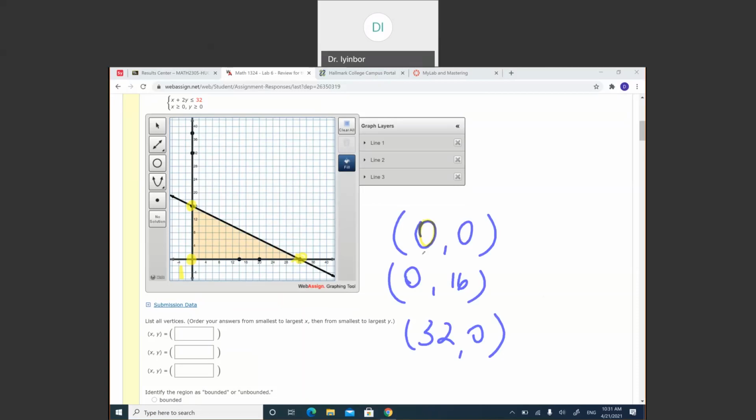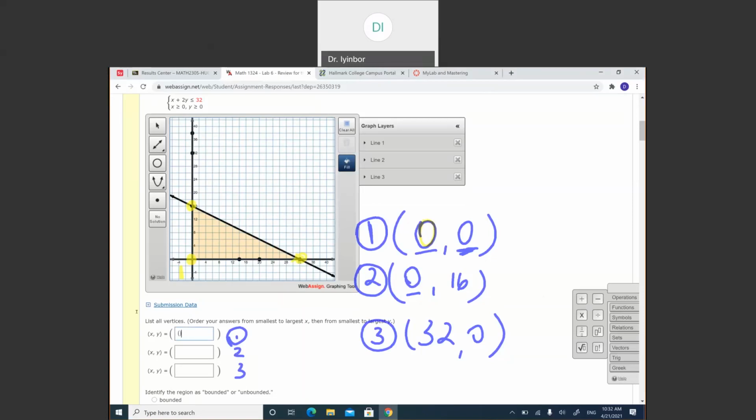We have x has to be increasing. So first you're going to put the smallest x's, and then because both of those have the same x, the smaller y is going to be first. So this is my first point here. Then after that, this is going to be the second vertex, and this is going to be the third. They have to be in this order. It's kind of alphabetical order, but looking at the numbers. So that's how you put the vertices.